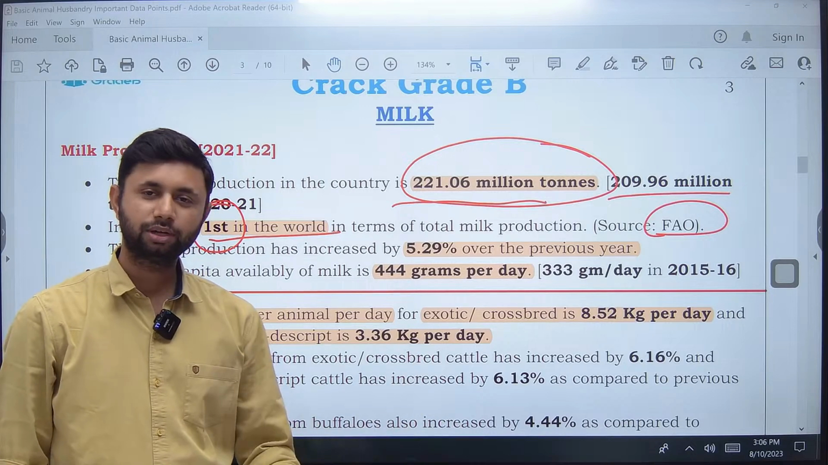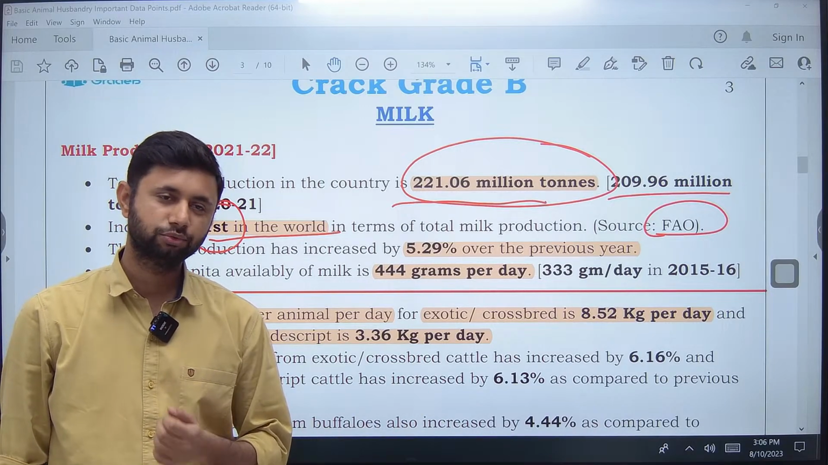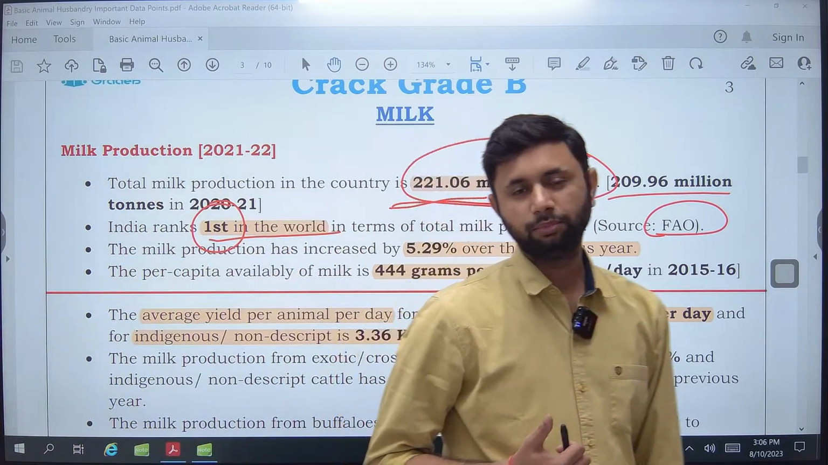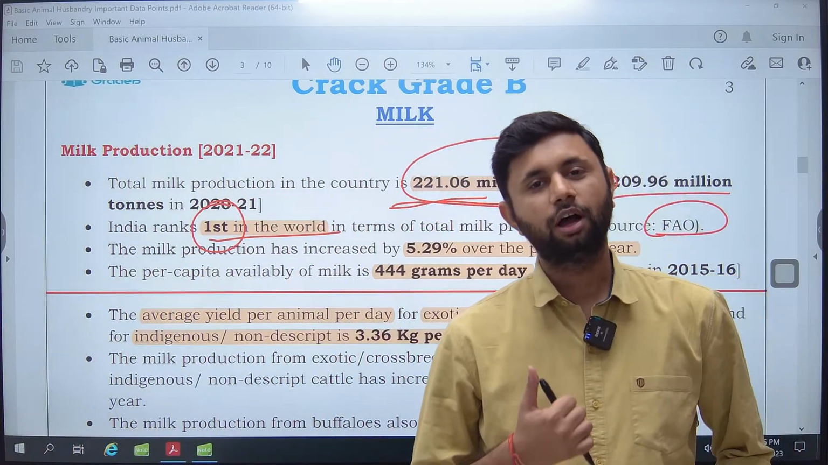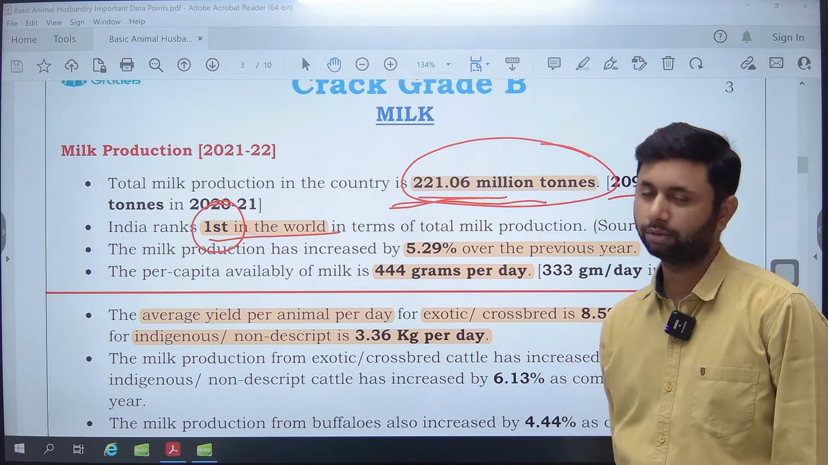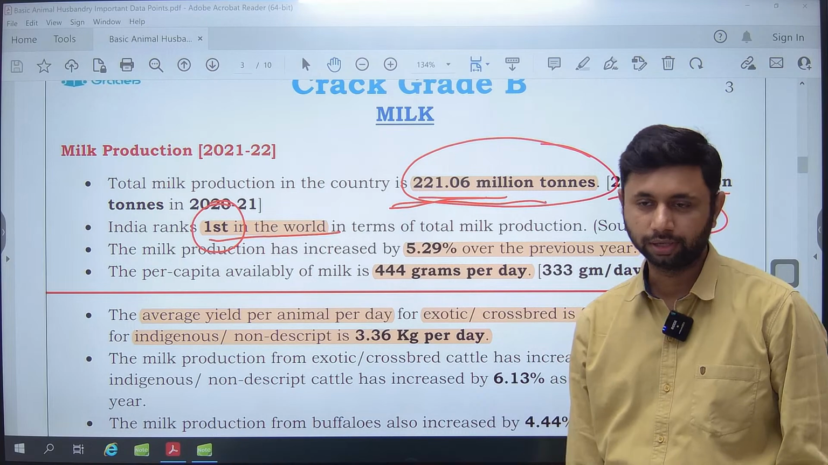While discussing another commodity, I will keep asking you this question. So remember this. Milk production, India is number one. How much production did it produce in this year? 221.06 million tons.